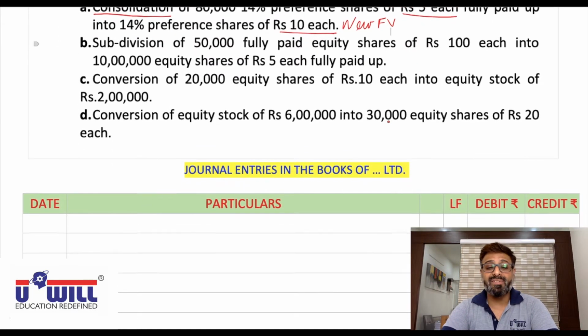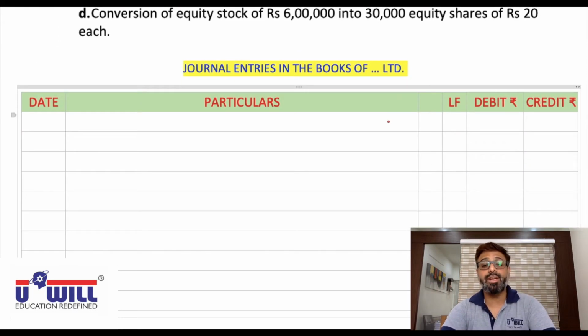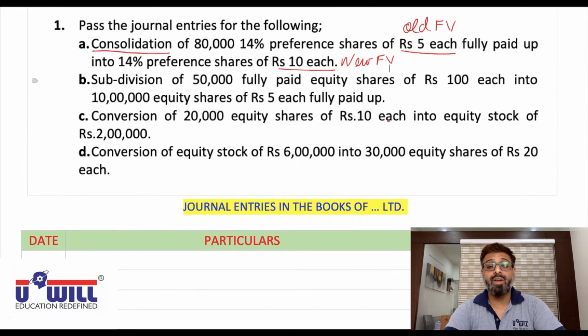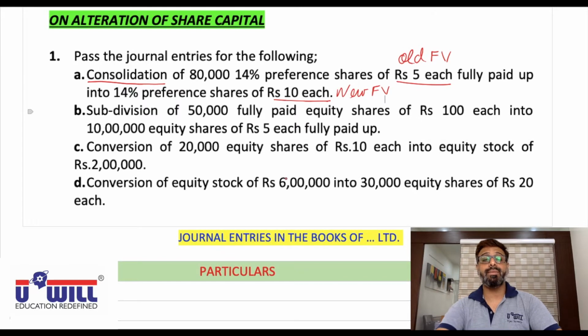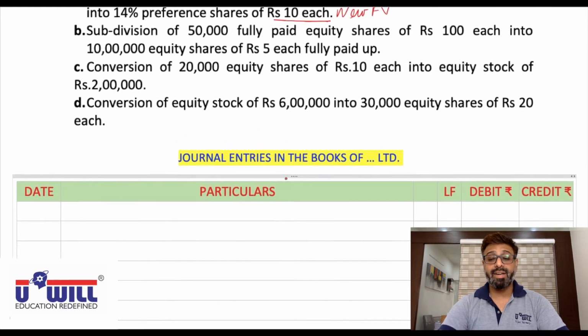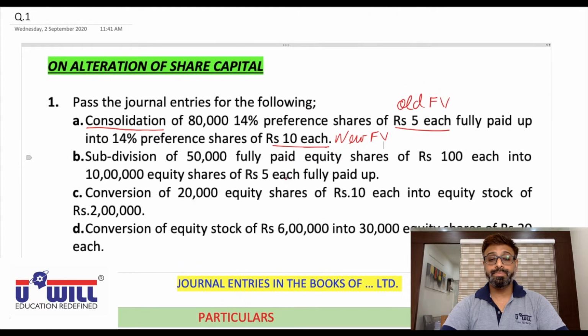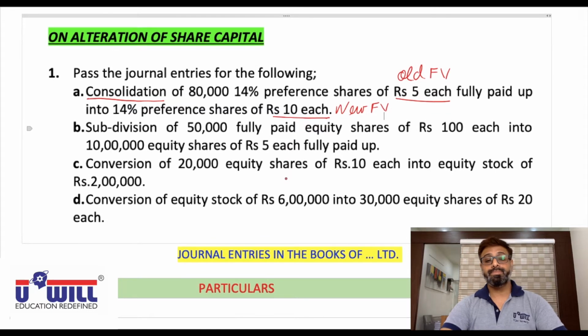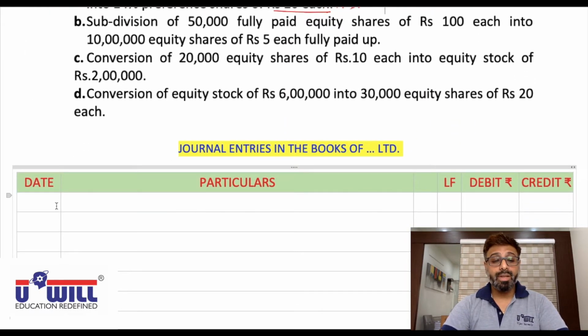So all of you make the format of journal entries. Pause the video and make the format of journal entries. You can make a format of one page because 4 entries are there. We'll be solving all the 4 questions in that. Journal entries in the books of ... Limited, date, particulars, LF, debit and credit. Make the format, everyone. Okay, now first one, A entry.